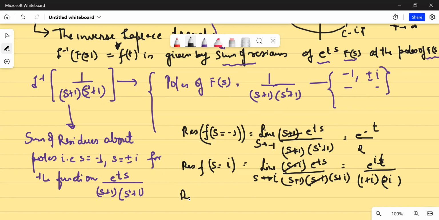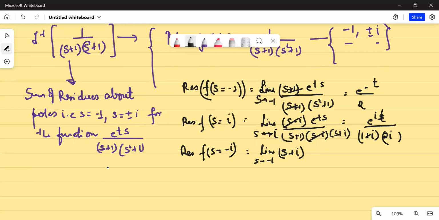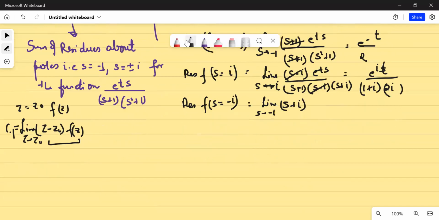Another thing: the residue of the function at s equal to minus iota would be simply the limit as s tends to minus iota. Remember, these are all simple poles, so I'm using the formula for the residue for simple poles. If z equal to z naught is a simple pole for the function f(z), then the residue is given by the limit as z tends to z naught of (z minus z naught) into f(z). This is the formula for the residue for a simple pole.